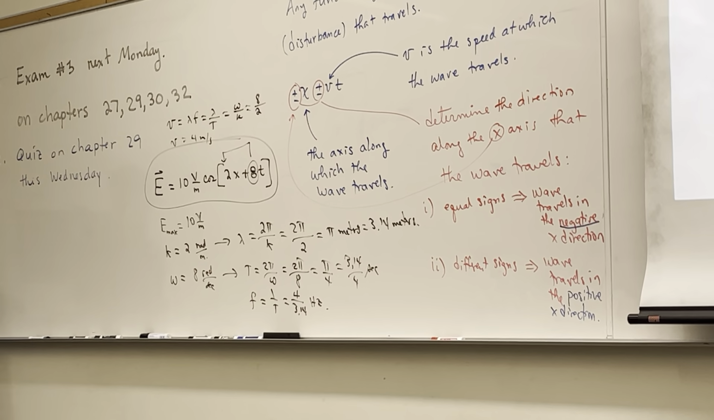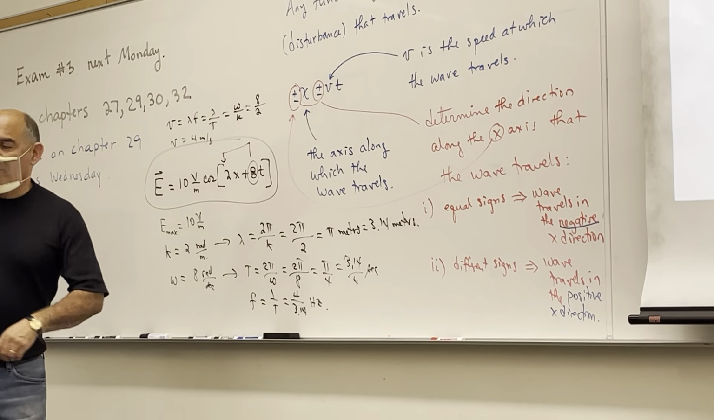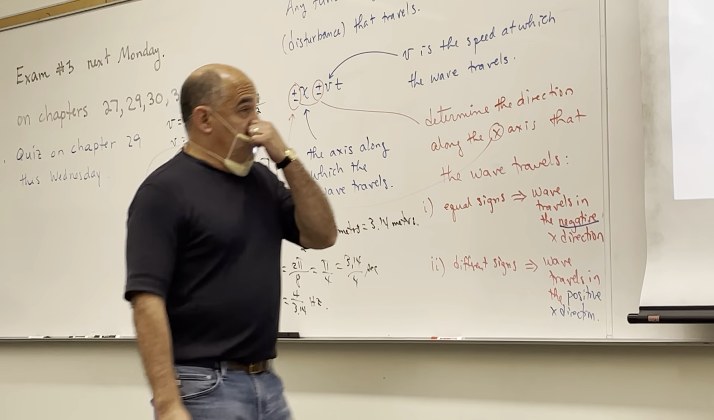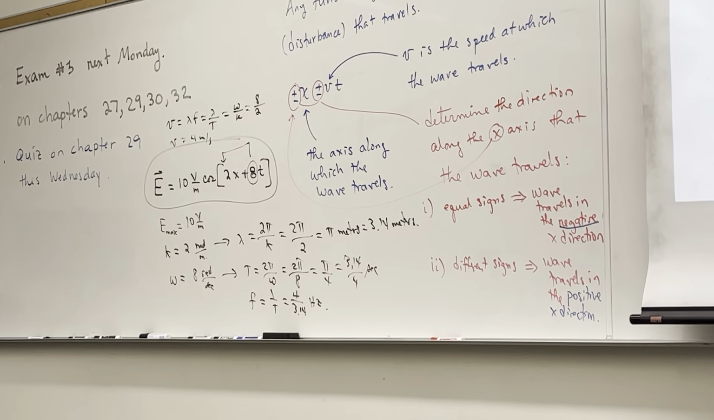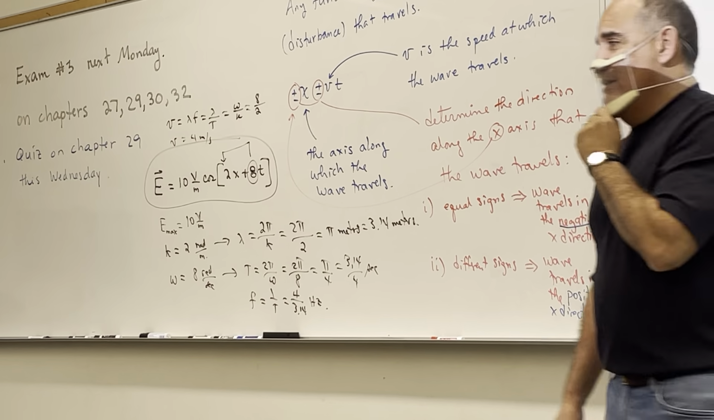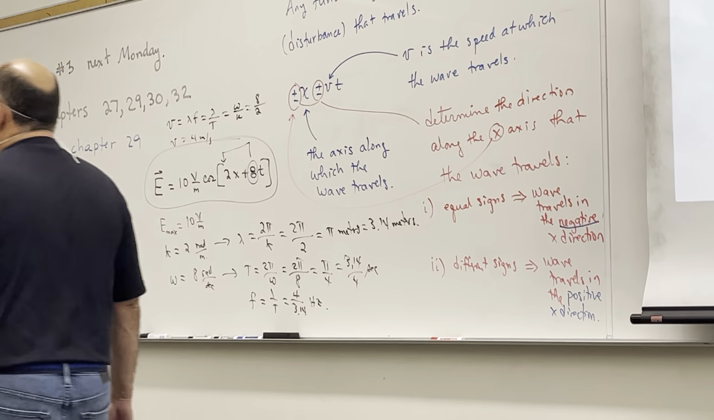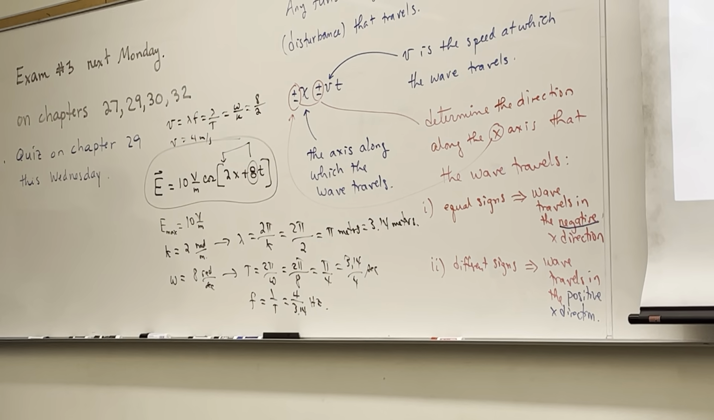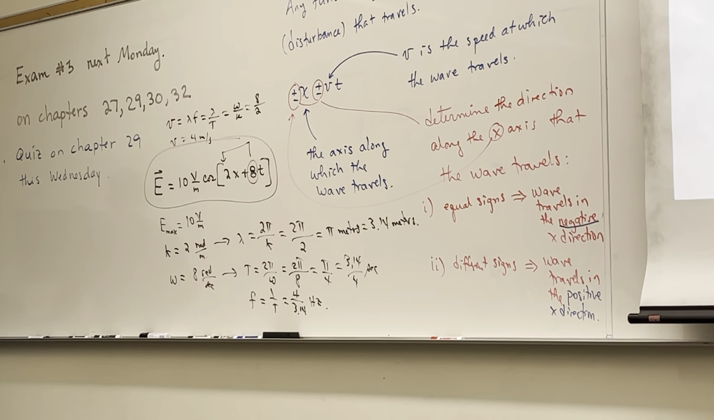Oh, another thing is this. When you write, you see this expression here? What this means is that if you know the magnetic field amplitude, I can tell you what the corresponding electric field amplitude is going to be. All I need to do is multiply by the speed of the wave. So there's a connection like that.